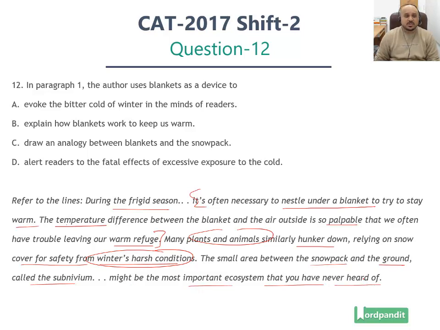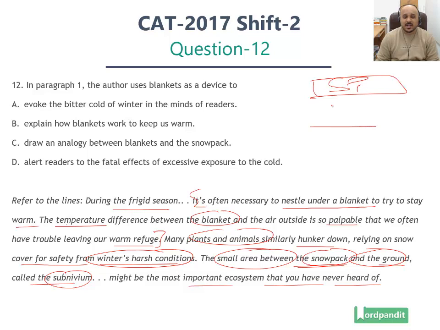So the author has basically used blankets here as an example, and he wants to show to us how snowpacks function, the small area between the snowpack and the ground. How does this function, called the subnivium, and how does this help plants and animals, right? Now, what is the snowpack acting parallel to? What is the snowpack similar to? The snowpack is similar to a blanket, right? So you've got the ground, you've got the snowpack, so I'm writing it as SP, and the area in between, this is where your plants and animals survive, right?